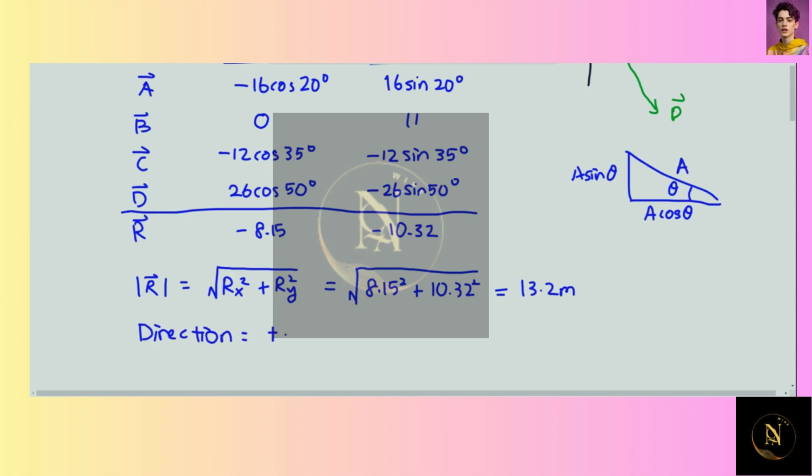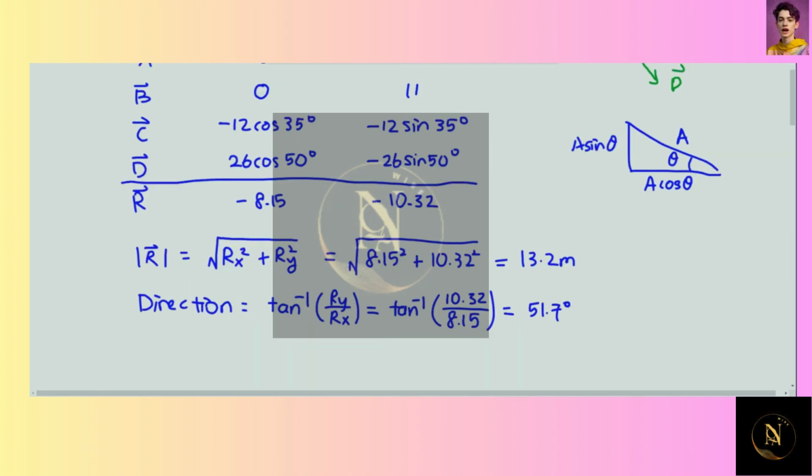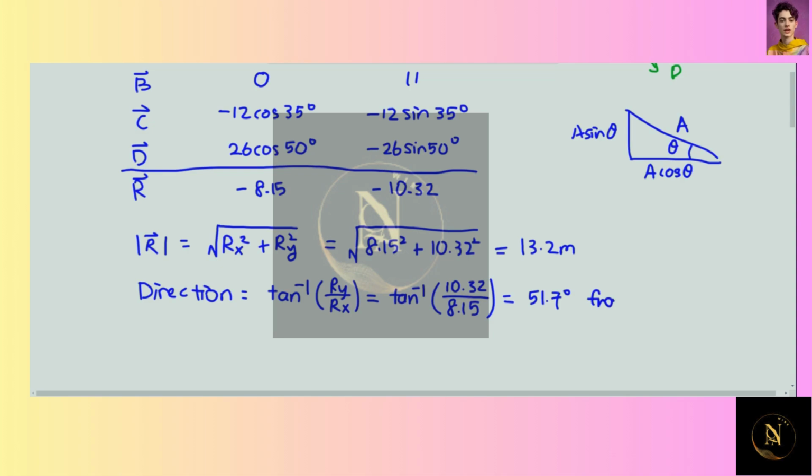Okay, then for the direction, it is arctangent of ry divided by rx. Arctangent of 10.32 divided by 8.15, and you get 51.7 degrees from the horizontal, to the left. Down to the left.